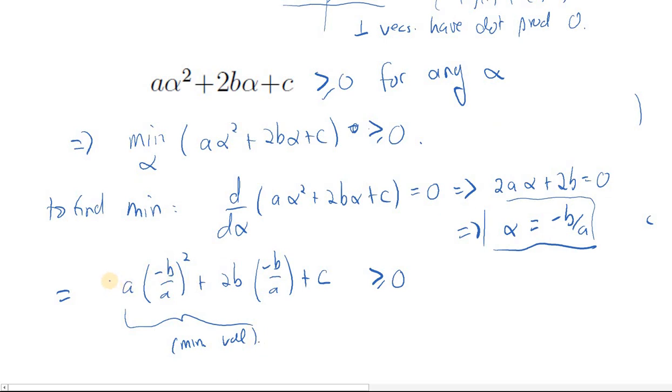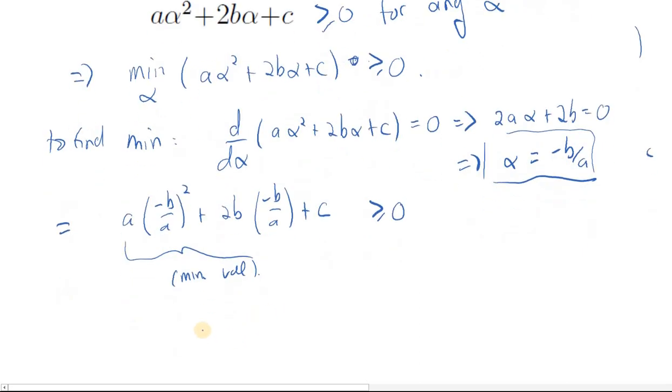All right, now I can simplify this. This is actually b squared over a squared, but the a cancels one of those. And this is minus 2b squared over a. So these can be combined together into minus b squared over a. So we get minus b squared over a plus c is greater than or equal to 0. We solve for this: c is greater than or equal to b squared over a. Did I do that right?